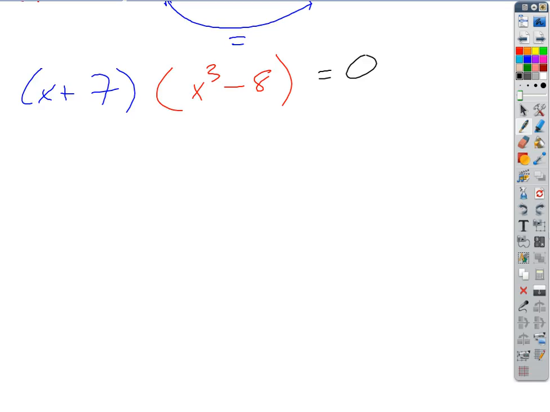This first one is done. What's the solution of that factor if I set it equal to 0? -7. So -7 is one of our solutions. Maybe there are more. What about this one? We can simplify this further.